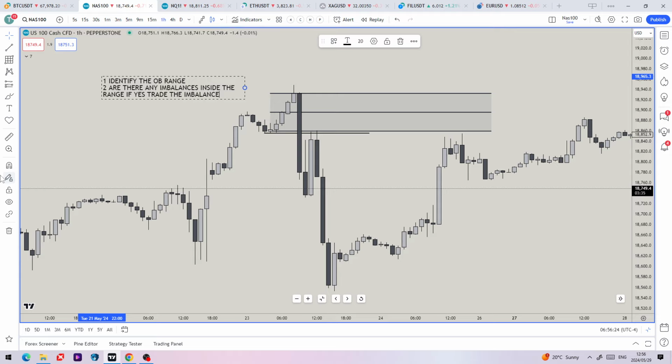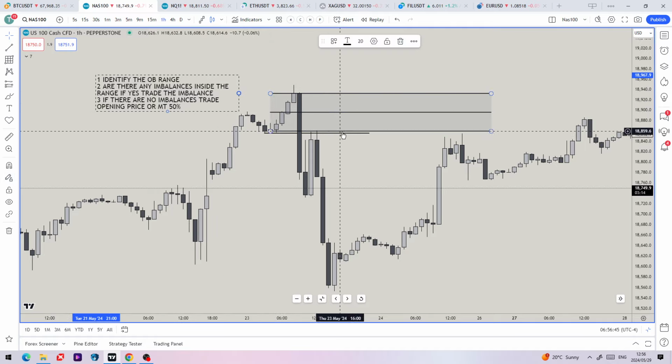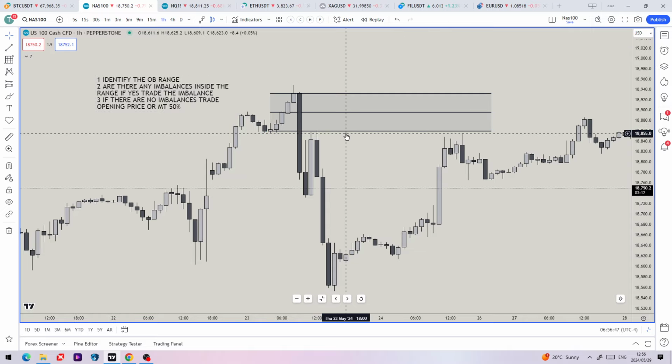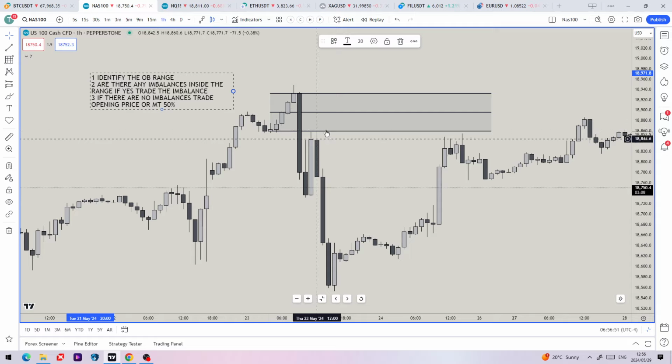These are the filters that I've created. If there are no imbalances, trade the opening price of that range or mean threshold, right? AKA 50%. Now, these are the main filters that I have put into place for trading an order block range, or once you've identified an order block, how we trade them, right?